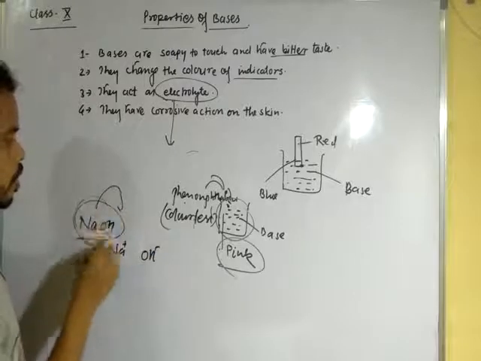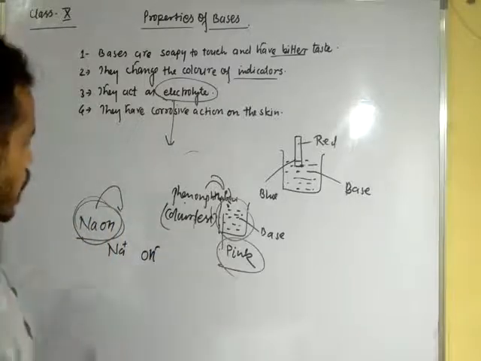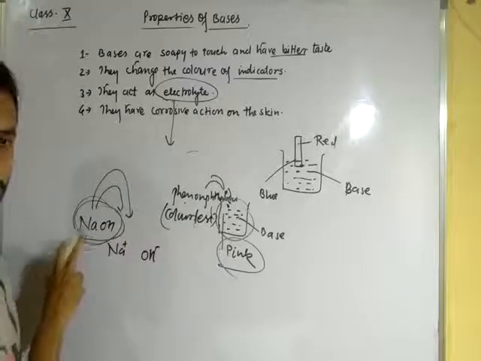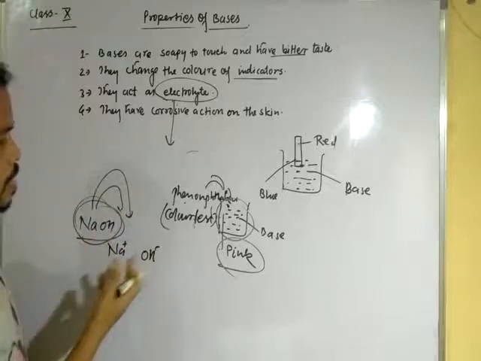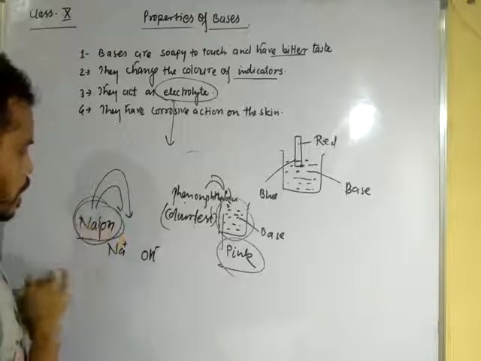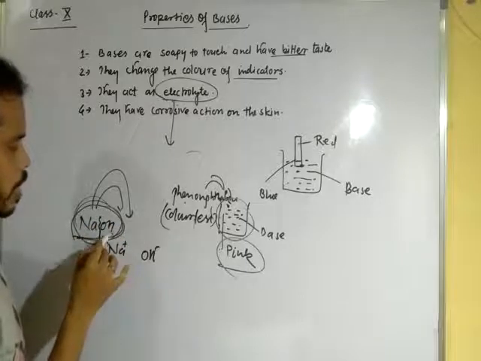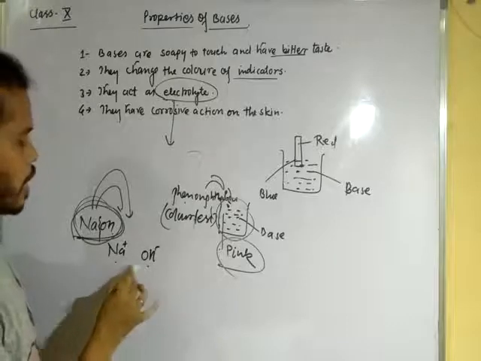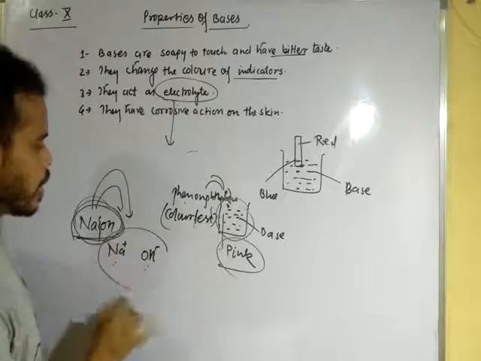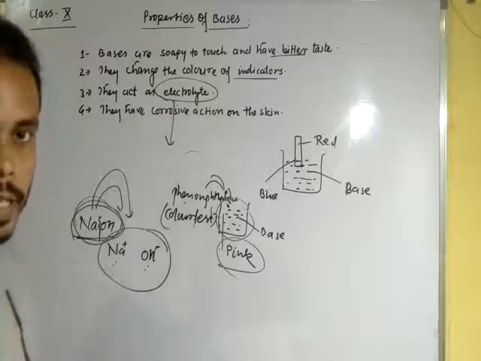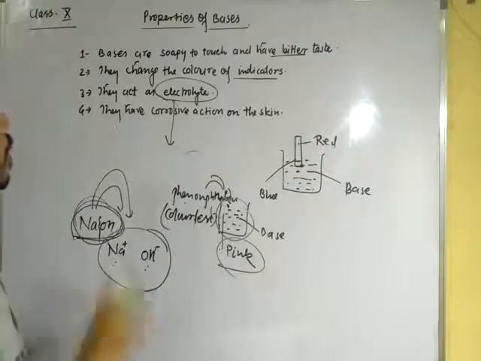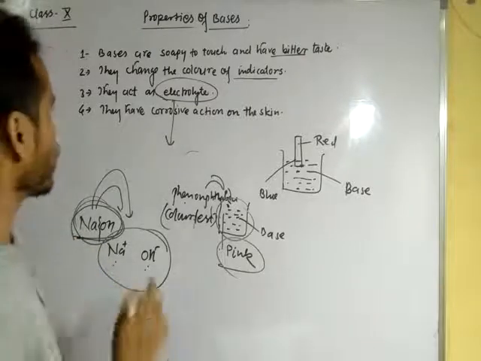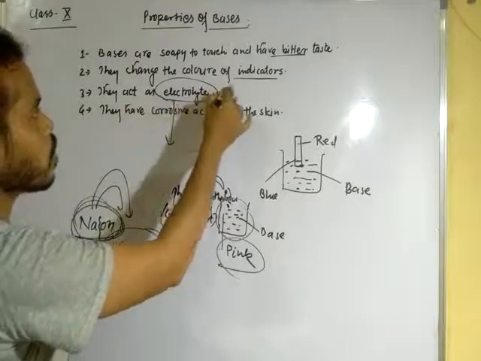Suppose, you know sodium hydroxide is a base, and when sodium hydroxide is added to water and electricity is passed, the splitting occurs between sodium and hydroxide and gives two types of ions. One is a positive ion and the second is a negative ion, cations and anions. The cations and anions are responsible for conducting electricity. That means they can conduct electricity in aqueous medium.